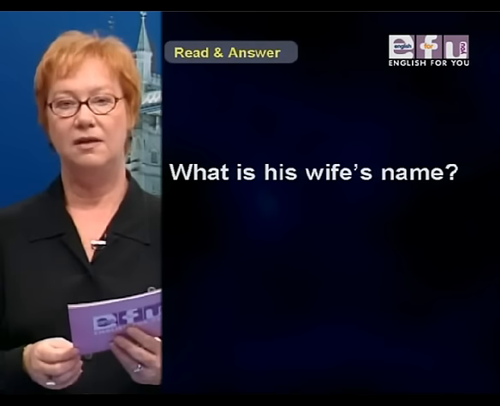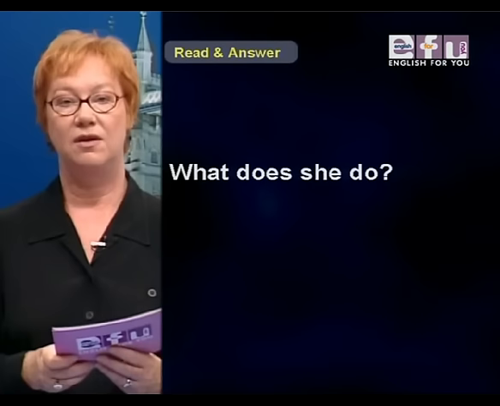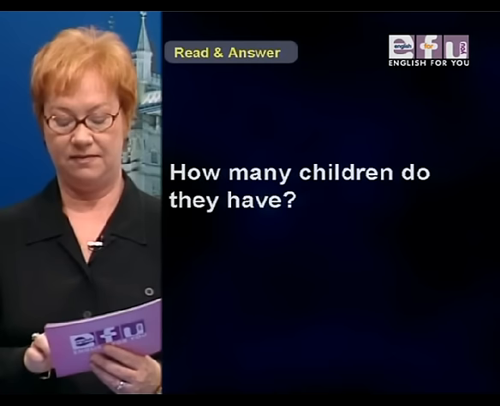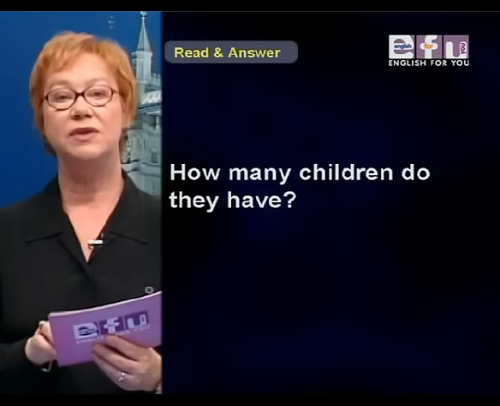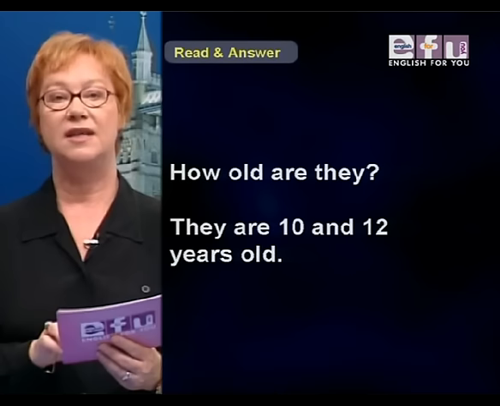Number 4. What is his wife's name? Her name is Jane. Number 5. What does she do? She is a teacher. Number 6. How many children do they have? They have 2 children. Number 7. How old are they? They are 10 and 12 years old.